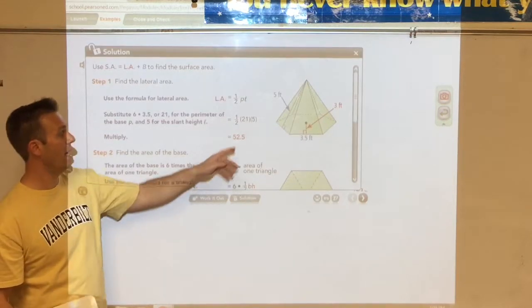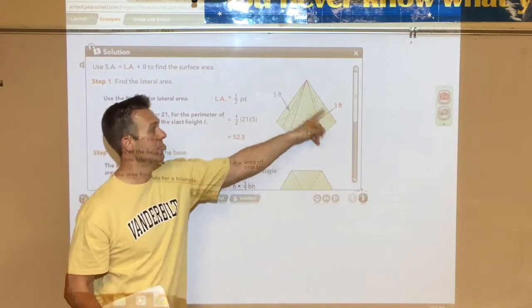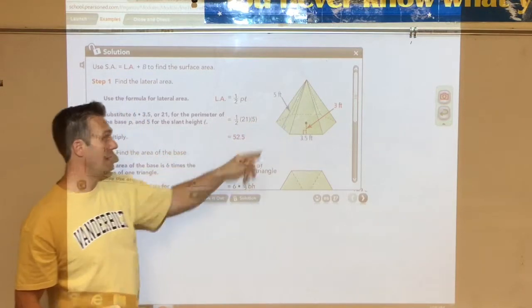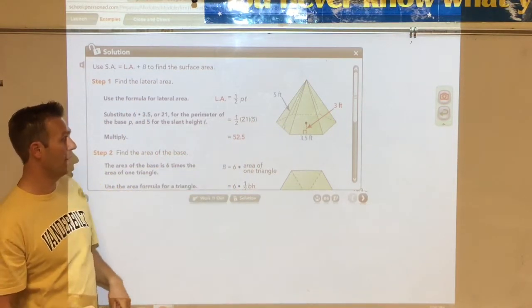So we have 21. Where do we get 21? Well, 3.5 times 6 is 21. Where do we get the 5? That would be the slant height, 5. We multiply those two numbers and divide by 2 and we get 52.5.